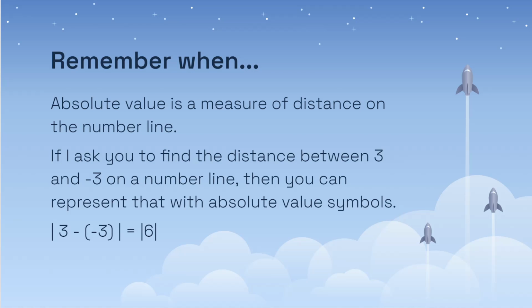Absolute value is a measure of distance on the number line. If I ask you to find the distance between 3 and negative 3 on the number line, you can represent that with, I feel like we did this already. This is from the previous lesson. I forgot to delete the slide. That's funny. Goodbye.